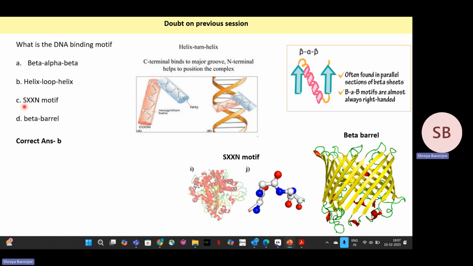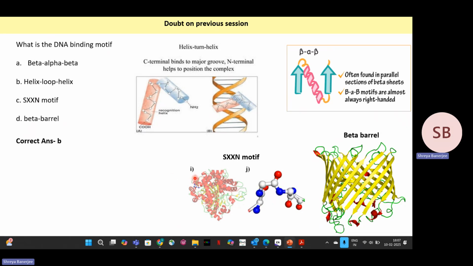The doubt was about the SXXN motif. So basically, S stands for serine, XX can be any amino acid out of the 20 amino acids, and N is asparagine. So when you have a tetrapeptide sequence in which the first amino acid is serine and the fourth amino acid is asparagine, it forms an SXXN motif. Basically, these motifs form a kind of turn structure.